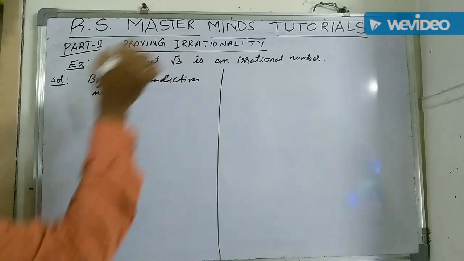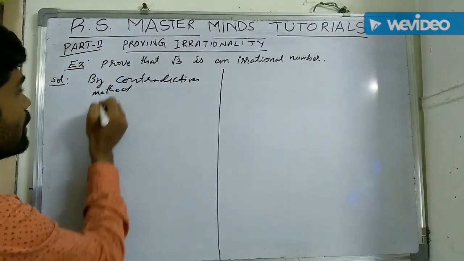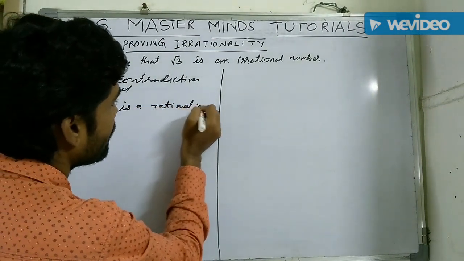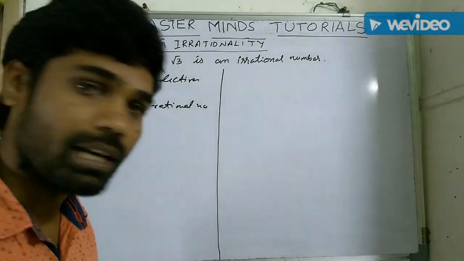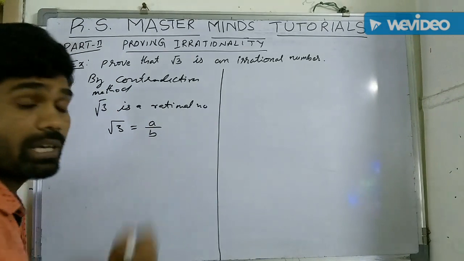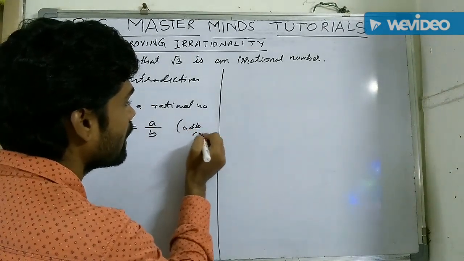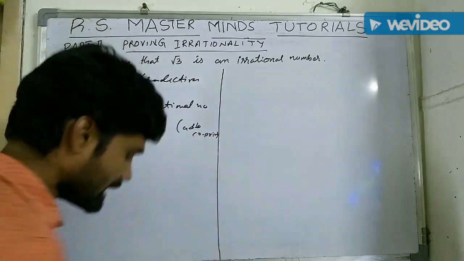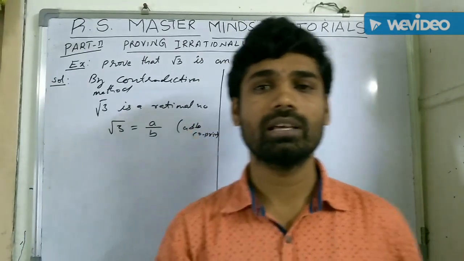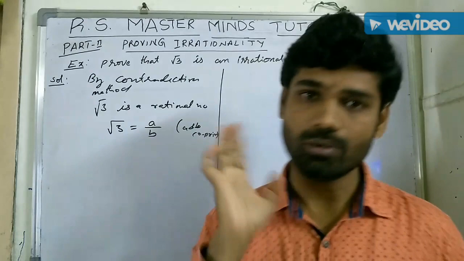By the contradiction method, although it is an irrational number, let us now take it as a rational number. For example, root 3 is a rational number. Once it is a rational number, what is the rational number form? Generally a by b, where a and b are co-primes. What is the meaning of co-primes? Co-primes have no common factors except 1. So co-primes do not have any common factors except 1.